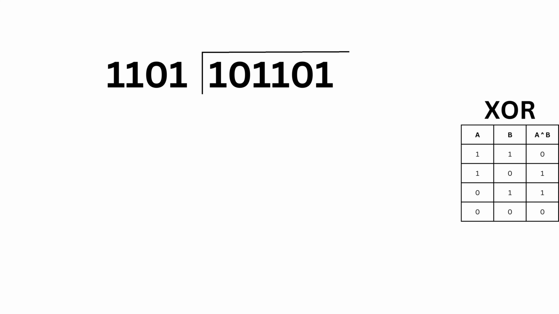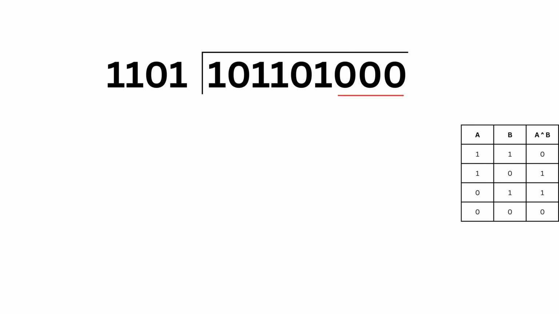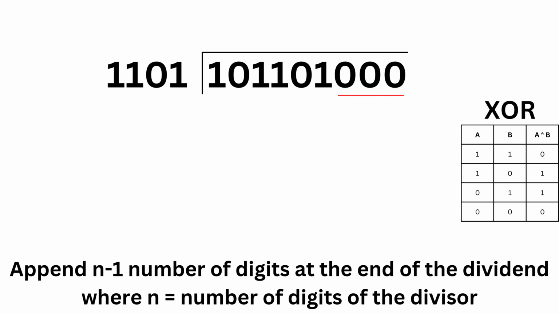We need to append a couple of zeros at the back of the dividend to make sure our code word is properly coded. How many zeros to append? Well, we need to append n-1 zeros, where n is the total number of digits of the divisor. In our case, we have a total of 4 digits in our divisor. So, we must append 4 minus 1, which is 3 zeros.